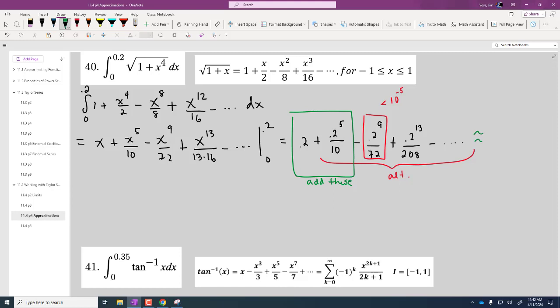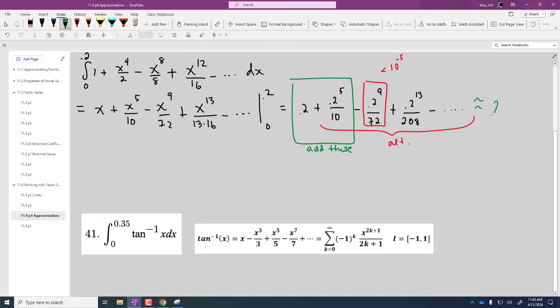I mean, it's just 0.2 plus 0.2 with 4 zeros, right? Or 5 zeros? 0.2 to the 5. 0.2 and then 3 zeros, and then 3, 2. Yeah, so there's our approximation.